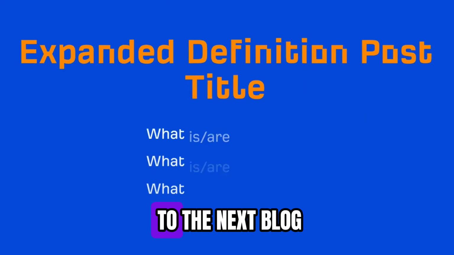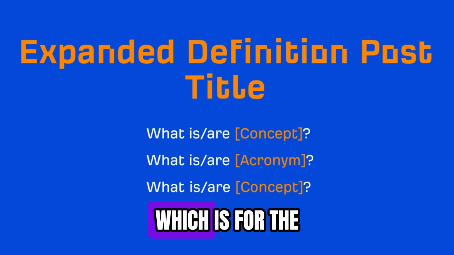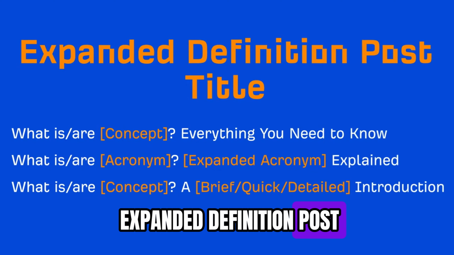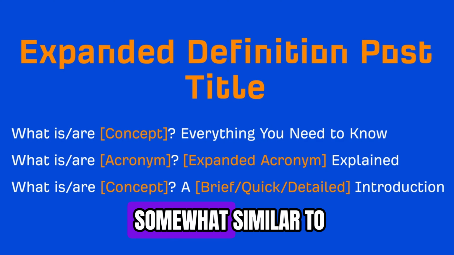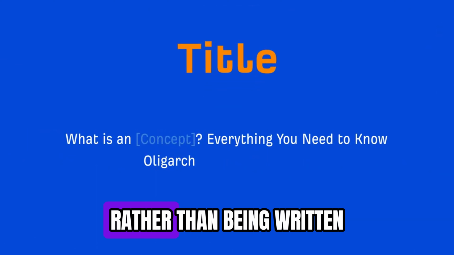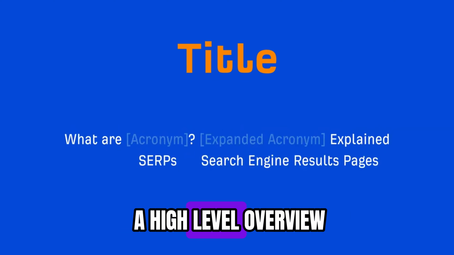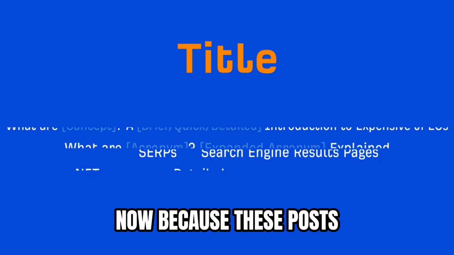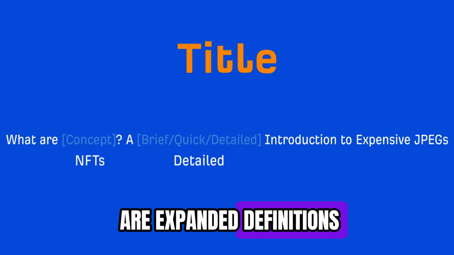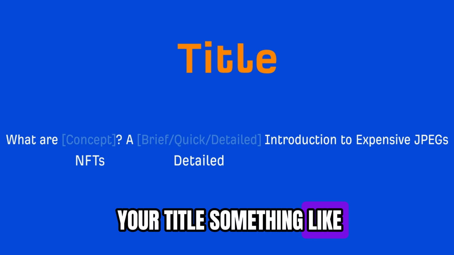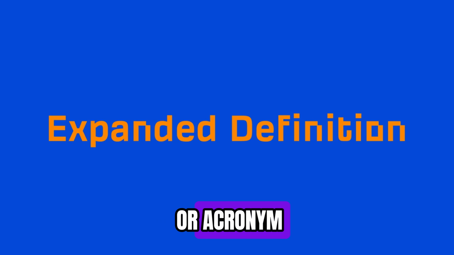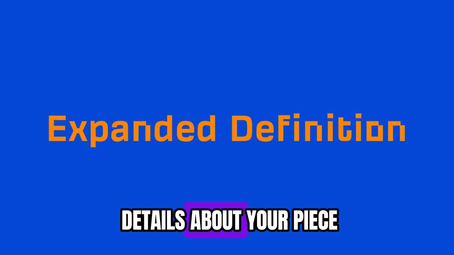Then let's move on to the next blog post template, which is for the expanded definition post. Expanded definition posts are somewhat similar to how-to guides, but rather than being written as a logical sequence of steps, it's meant to give a high-level overview of a topic. Now, because these posts are expanded definitions, you'll want to make your title something like "What is" or "What are," concept or acronym, and then any additional details about your piece.